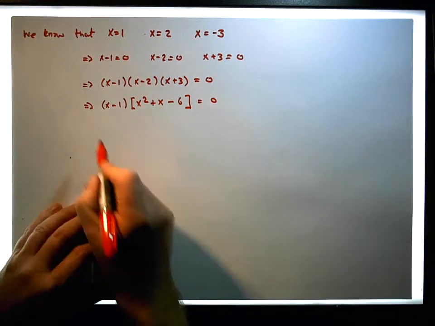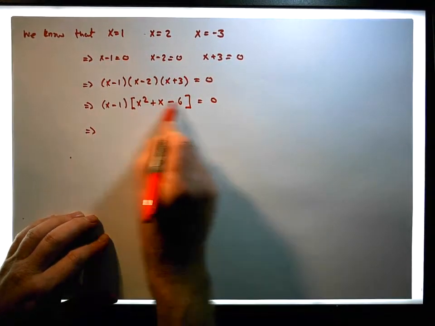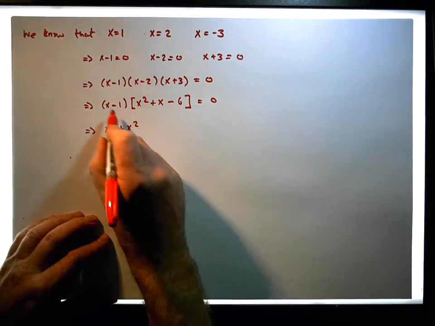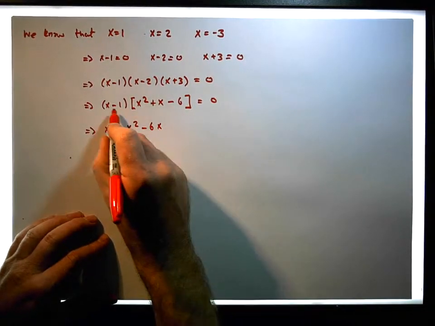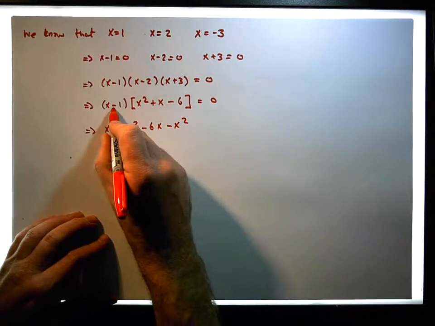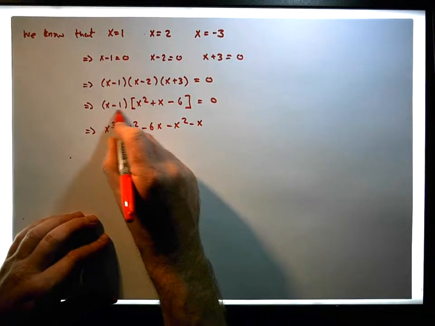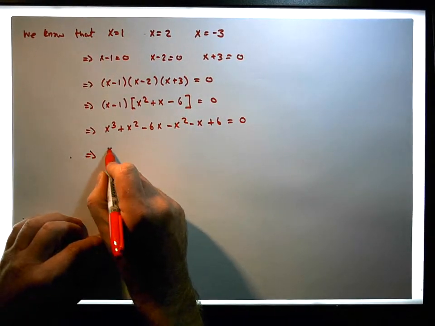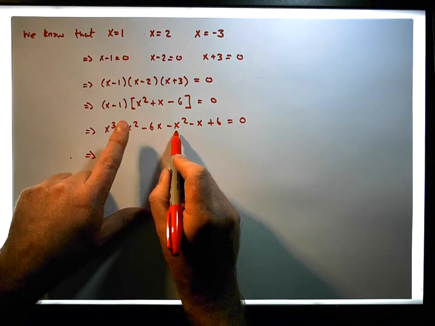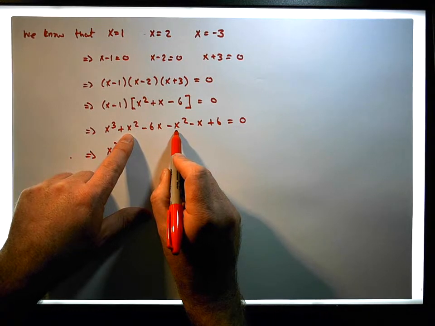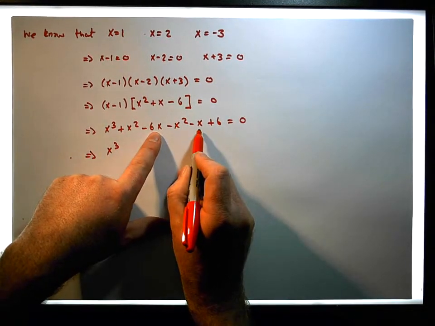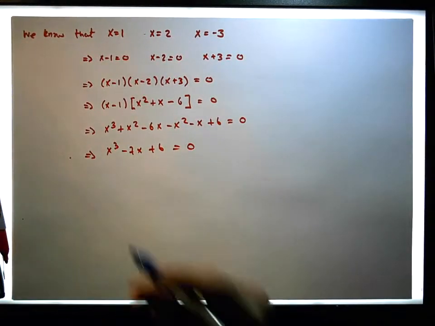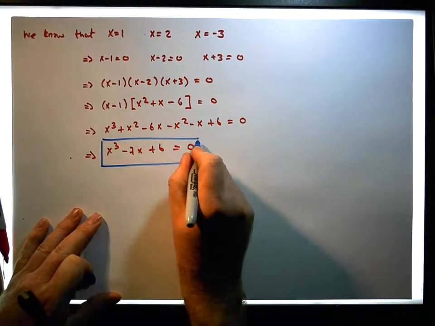This must be equal to 0, which implies, multiplying out the brackets again, x times x squared gives us x cubed, x times positive x gives us x squared, x times minus 6 gives us minus 6x. The minus 1 times x squared gives us minus x squared, the minus 1 times the positive x gives us minus x, and the minus 1 times minus 6 gives us a positive 6, must be equal to 0. Which implies that x cubed, bringing the terms together, x squared minus x squared cancels, so there's no x squared term. Minus 6x minus x gives us minus 7x, plus 6 must be equal to 0, which is exactly the polynomial that we started off with.